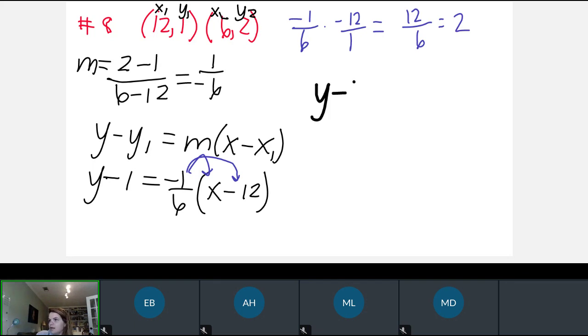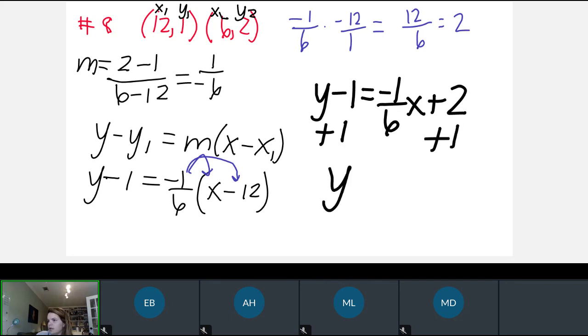So I would get y minus 1 equals negative 1/6 x plus 2. And to finish off solving for y, I'm going to add 1 to both sides. So then I would get negative 1/6 x plus 3 as my final answer.